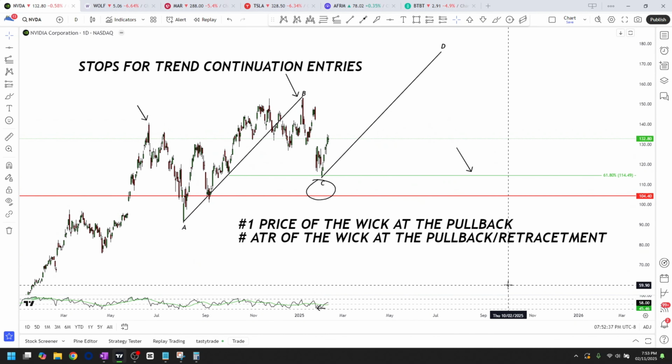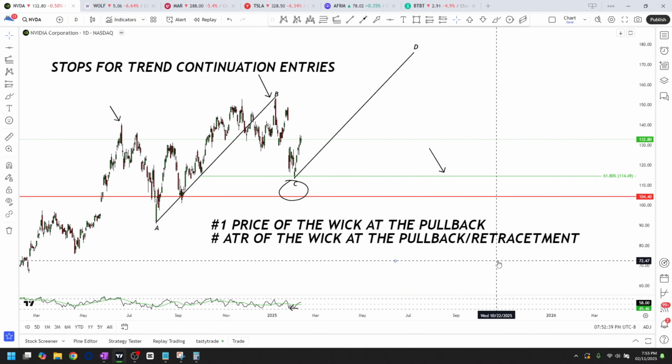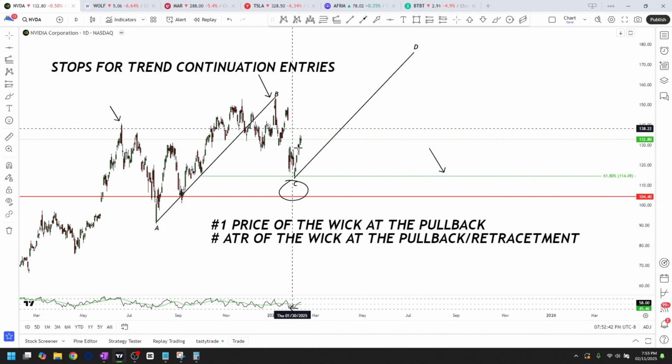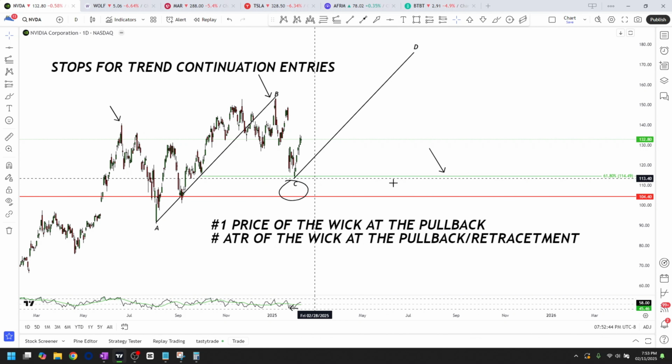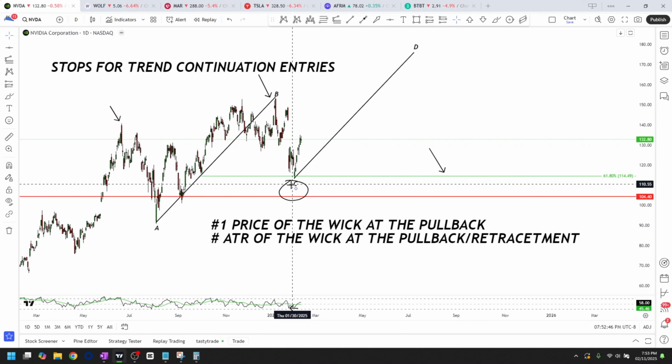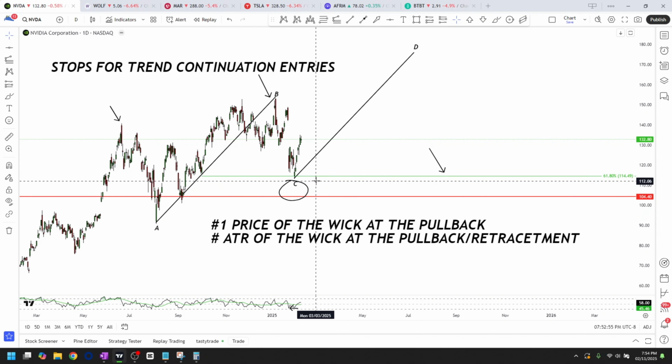So take a screenshot of it, keep that. Everything is there. Identifying your entry, knowing that you're coming in off that 618, getting the price of the wick, and then getting the ATR of the wick. And in this case, subtracting. If we were going long, if we were going the other way, we'd be adding. So it's a plus or minus.